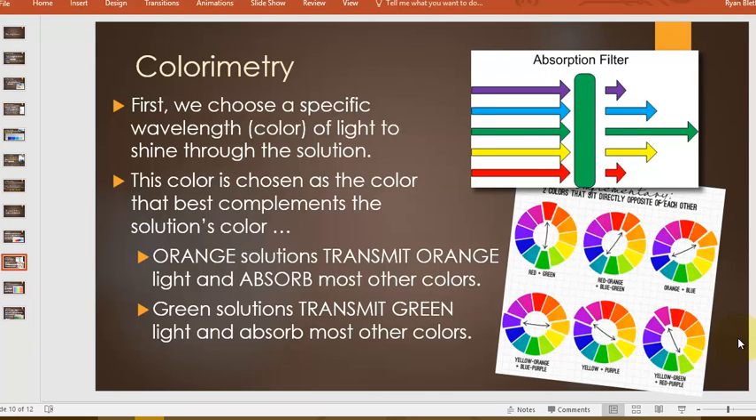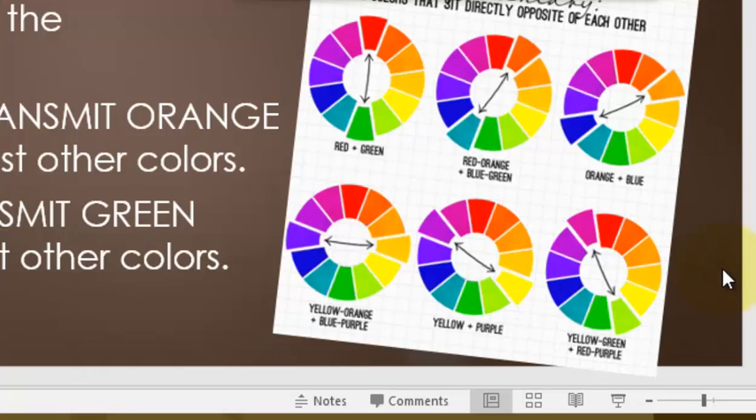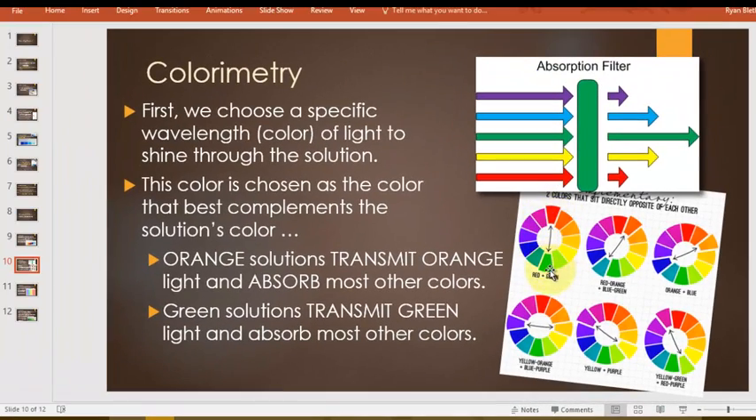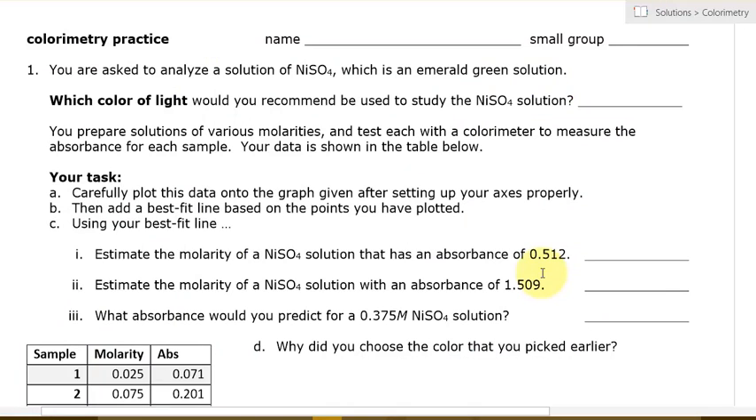But if you recall, we introduced these notes to you when we were looking at the last video, and we talked about complementary colors. So for a green solution, we want to use its complementary color. Hopefully you can see right here on the slide that the green is across from the red. And so we're going to choose a red wavelength like we did in the last introduction to study this green solution in this problem. So we're going to use a red light to study a green solution. We want to use a complementary opposite color. So as far as filling this in, we're going to go ahead and say a red light will work best to study a green solution.